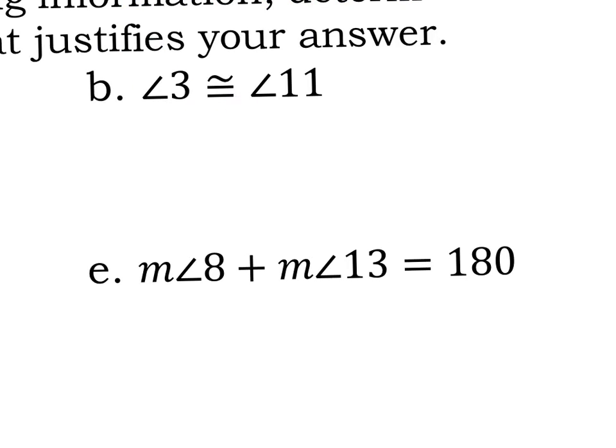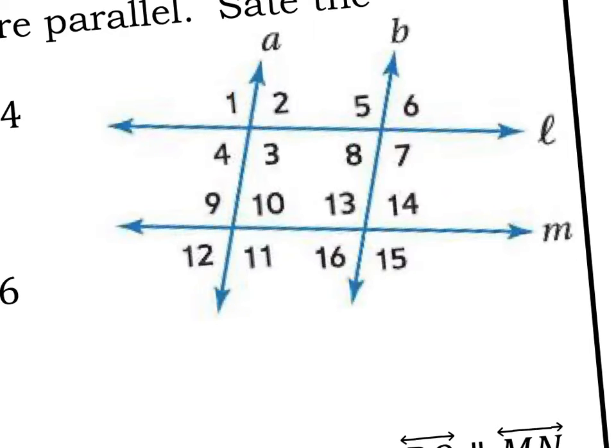Looking at example B, angle 3 congruent to angle 11. Okay, if angle 3 was congruent to angle 11, that would mean we're going to use lines L and M. How do I know that? Well, they are bordering the transversal line A there, so that would mean I'd have to use L and M for my parallel lines, or to try and prove those.